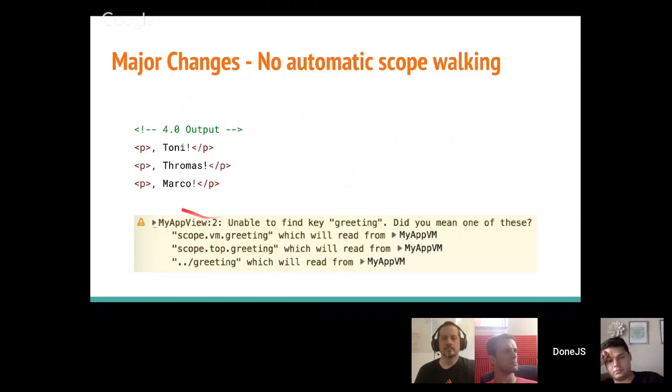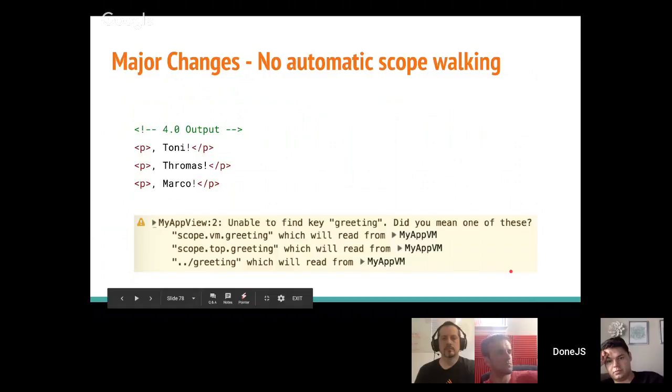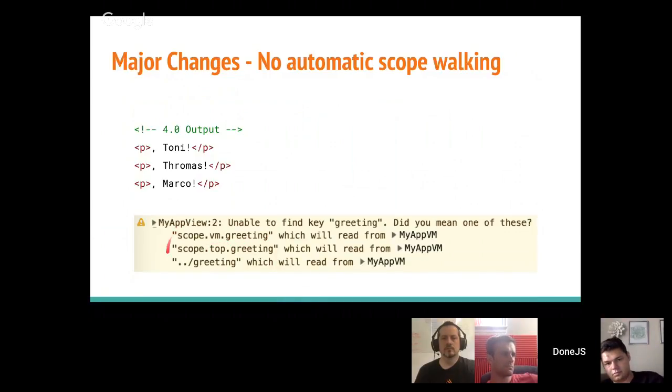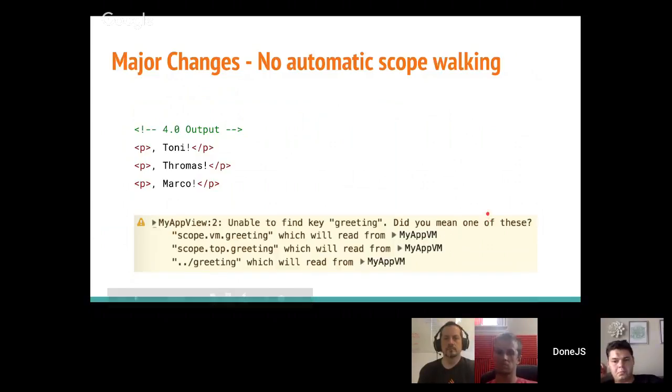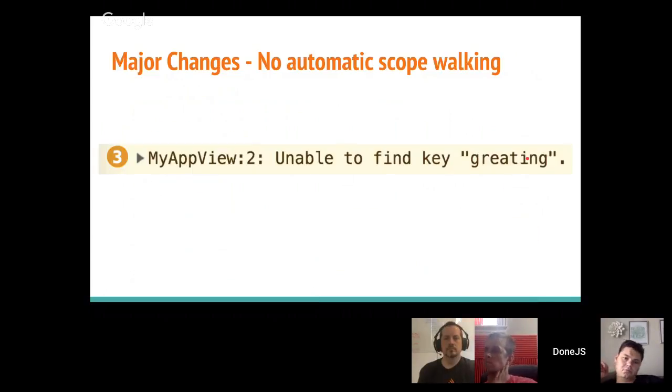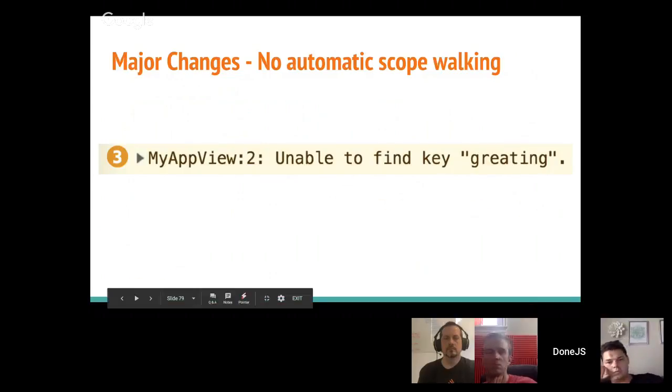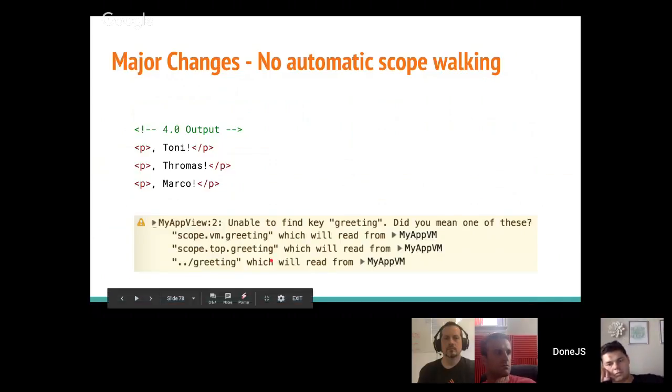You're also going to get this new warning, which is going to give you some suggestions for what keywords you could use to actually read greeting correctly, and it's going to give you the context. In this case, these all point to the same thing, but it's possible that these could point to different things. So you can figure out which one of these you actually meant. Cool. So that's the first scenario, when you're using automatic scope walking.